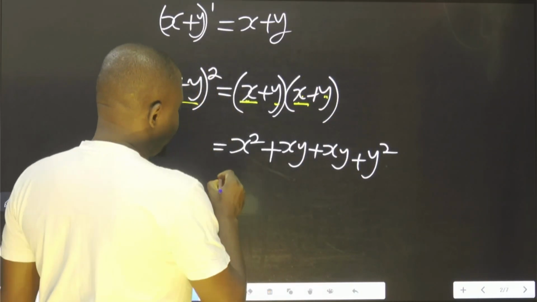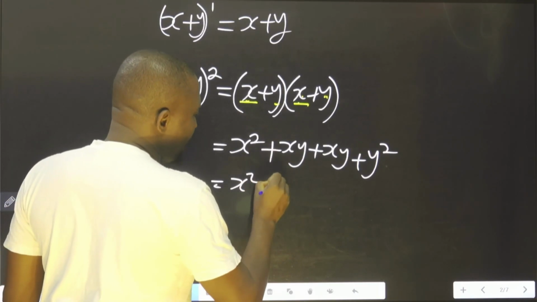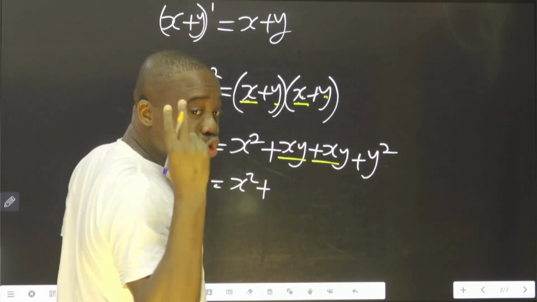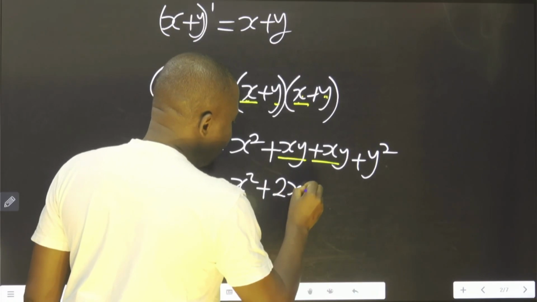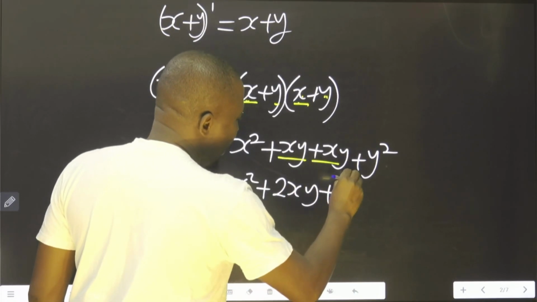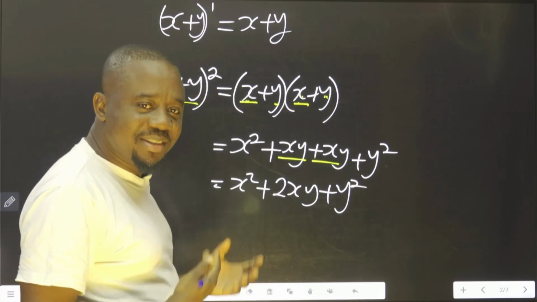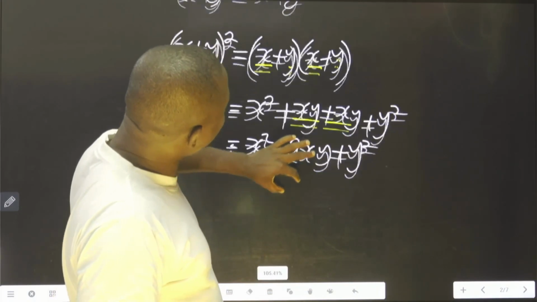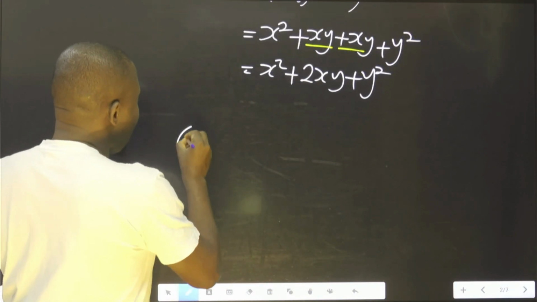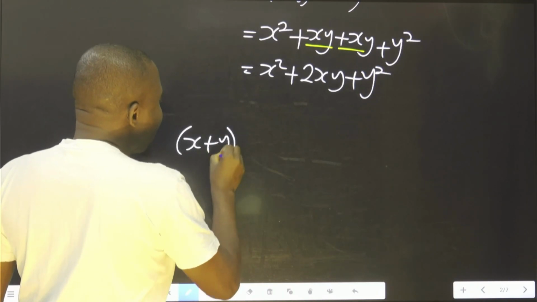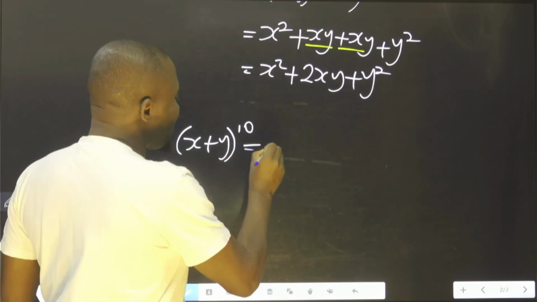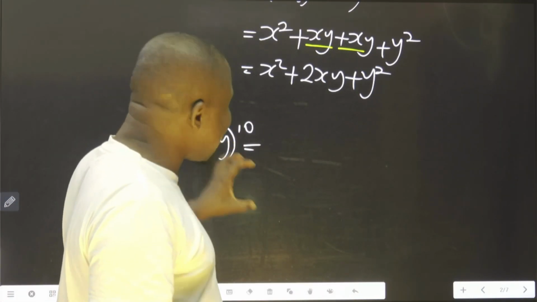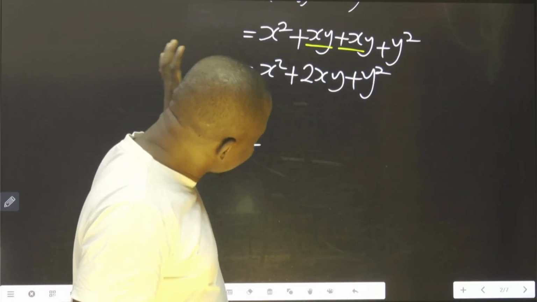Normal expansion. That is s squared plus how many of these? There are 2 in numbers. That is 2sy plus y squared. This is still good. What if you are now given s plus y raised to the power of 10? It means you are meant to write this in 10 places. I start solving.